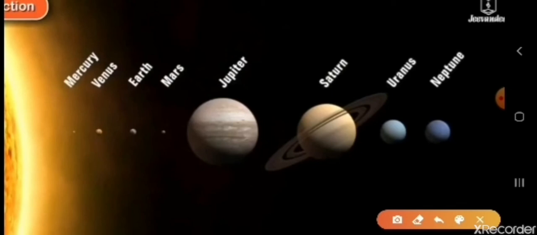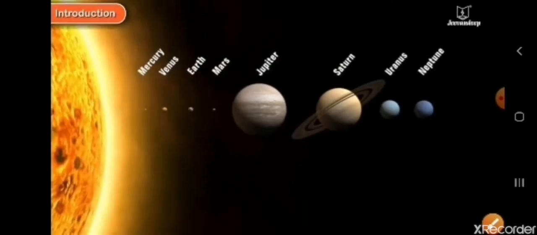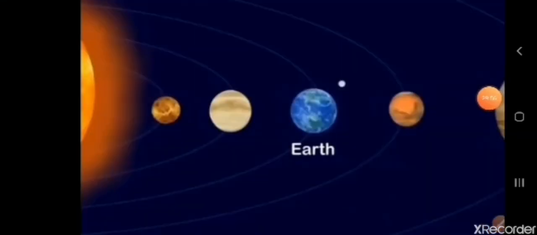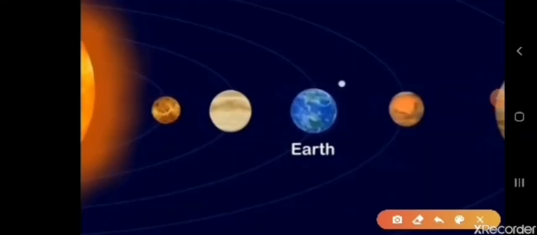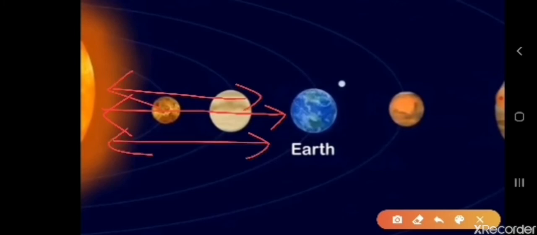But children, actually we want to know the distance between the sun and the earth. So, children, this distance between the sun and the earth is about 150 million kilometers. Children, it is about 150 million kilometers.